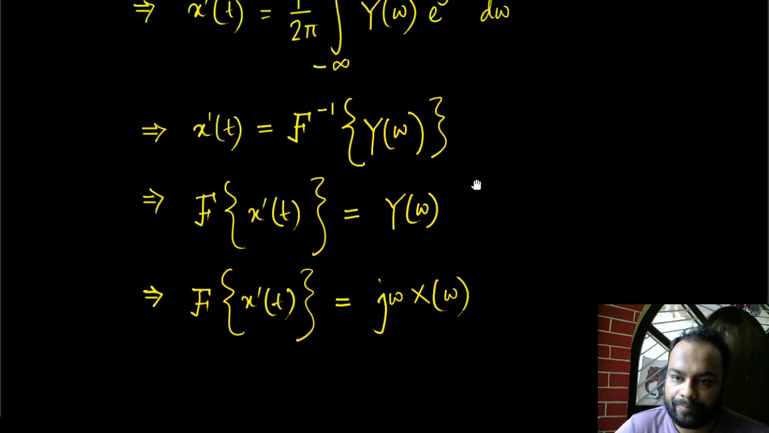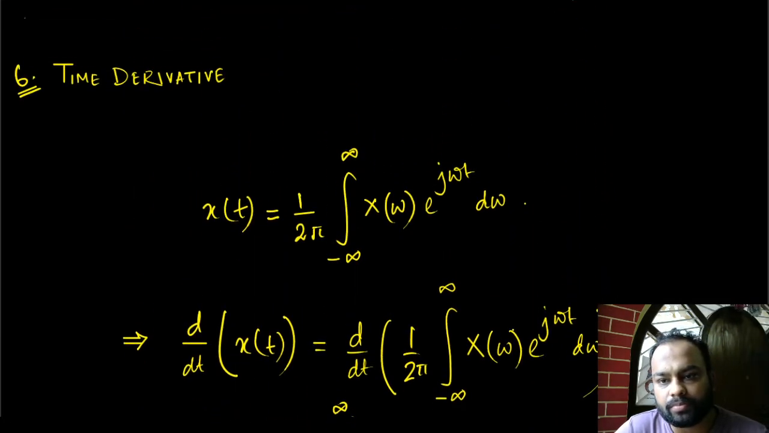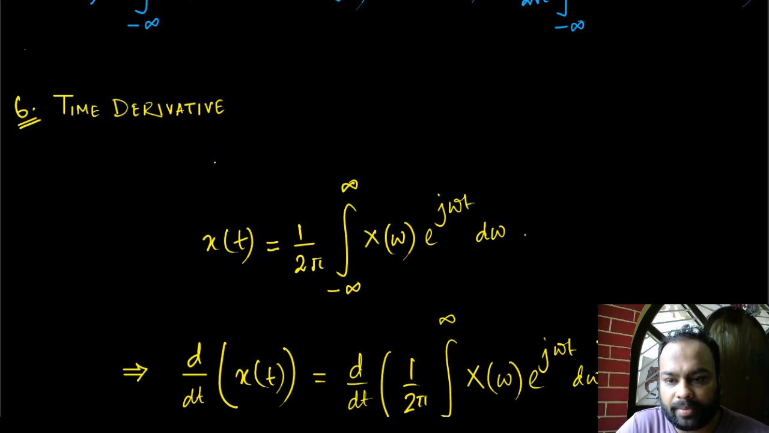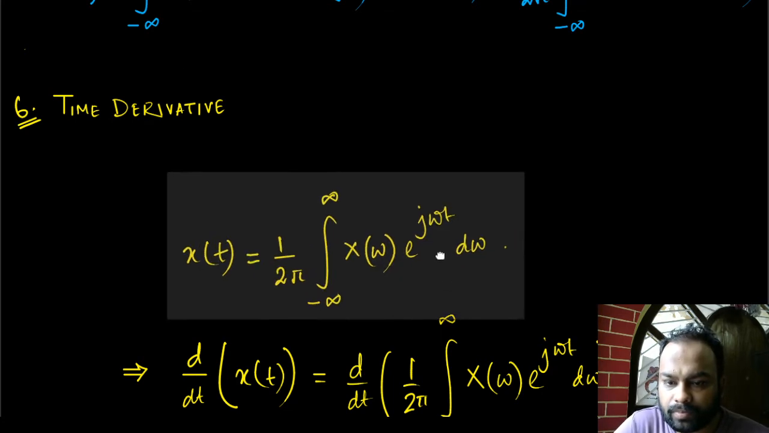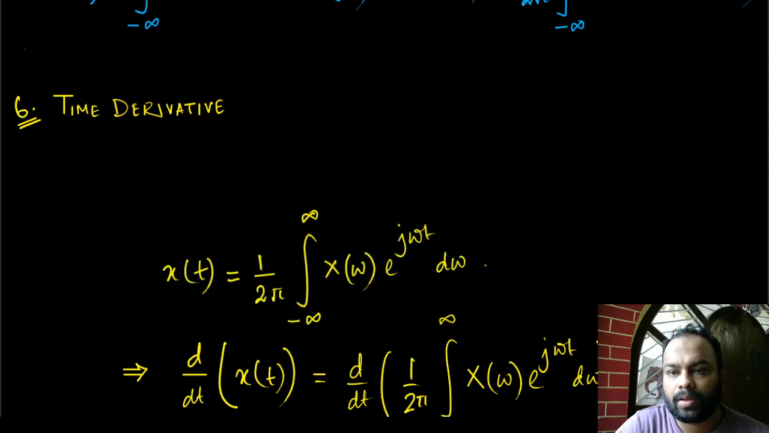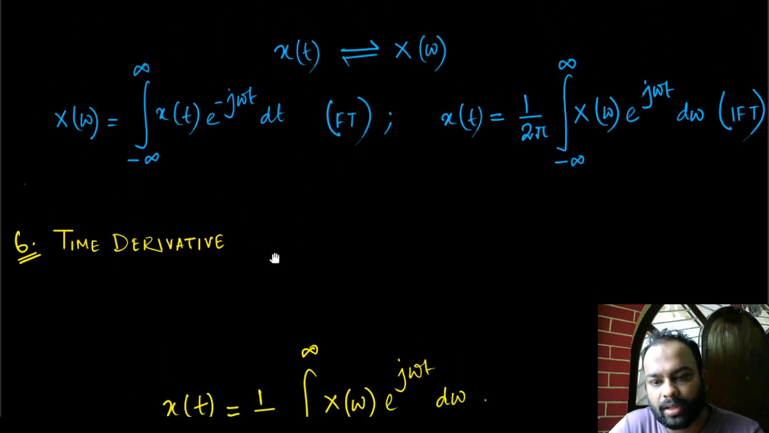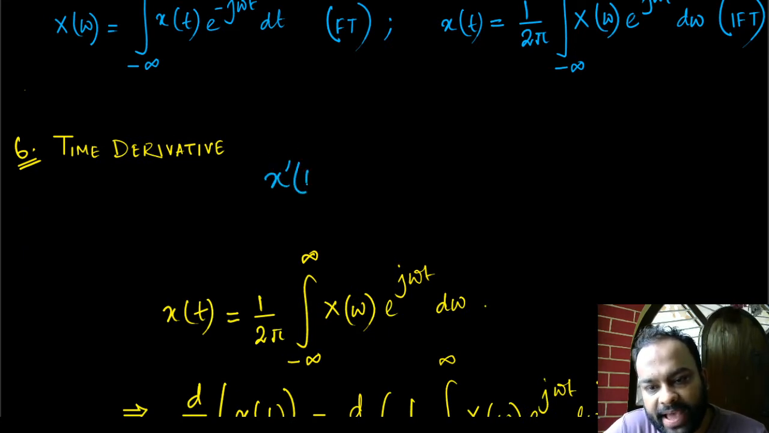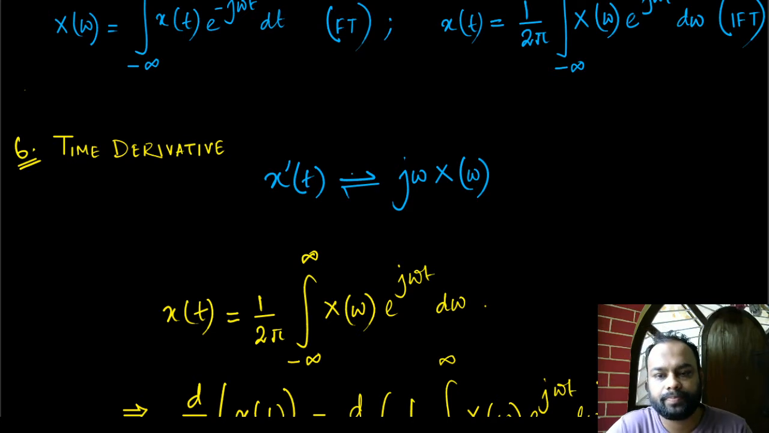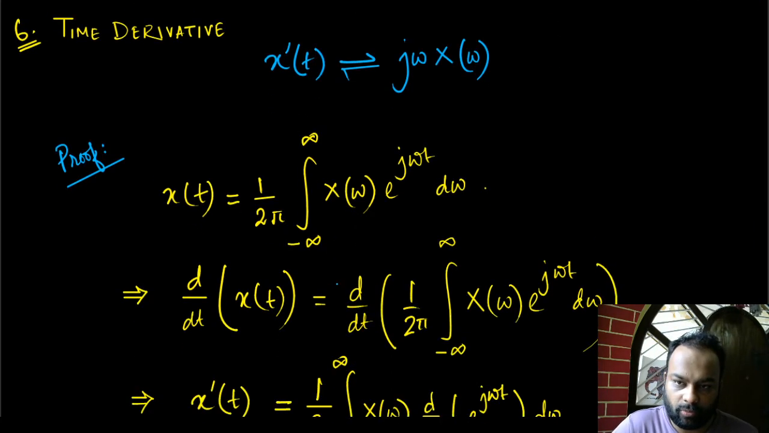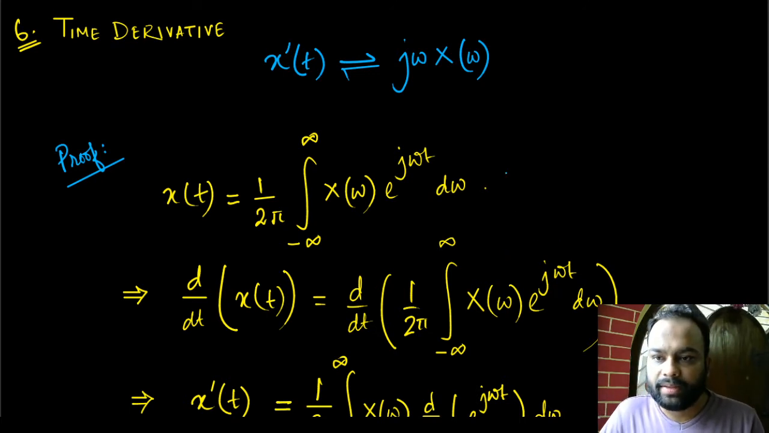So what have we just got with this simple derivation? We have got that if I know that the Fourier transform of x(t) is X(ω), then I can say that the Fourier transform of x'(t) is jωX(ω), and this is the proof of that. This is one of the most important properties, as you shall quickly see, that can reduce many complicated calculations to very simple ones.